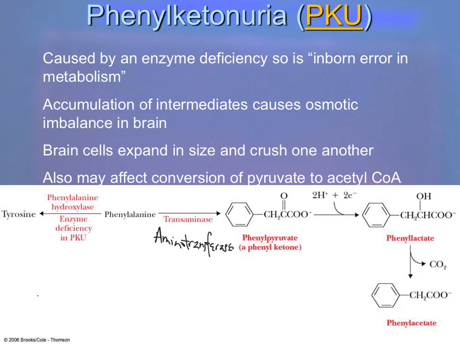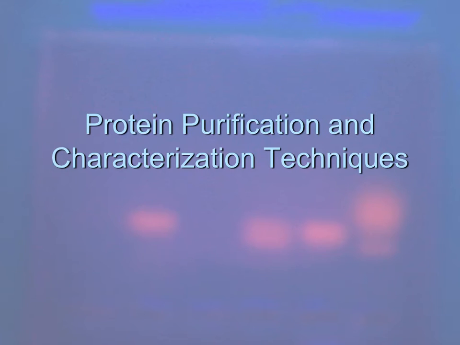And so it accumulates within your brain. Water comes in to try to get rid of it, which it can't easily. It expands, and so many times they end up being severely retarded or they die. Okay? And it's also believed to affect pyruvate to acetyl CoA, which you'll find out next semester is the first step to try to get into the citric acid cycle for energy. Okay. Are there any questions? Because this is like an awesome place to leave off.